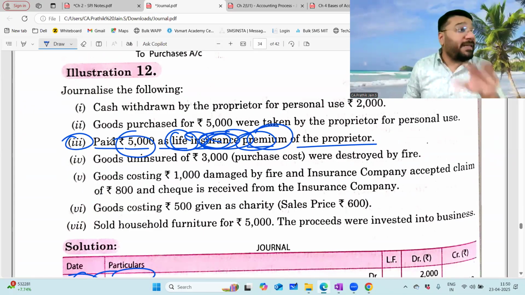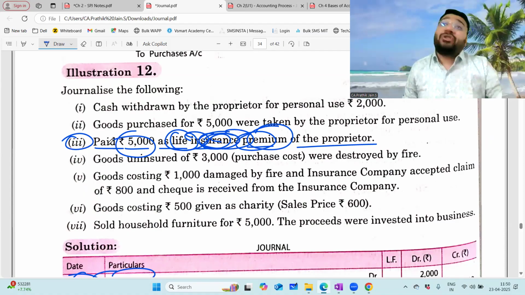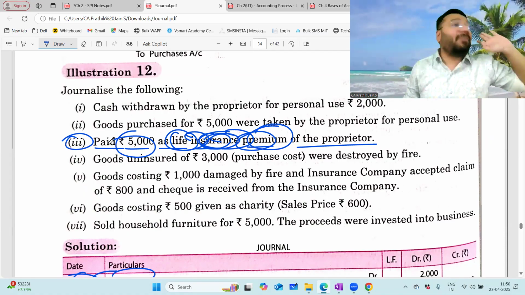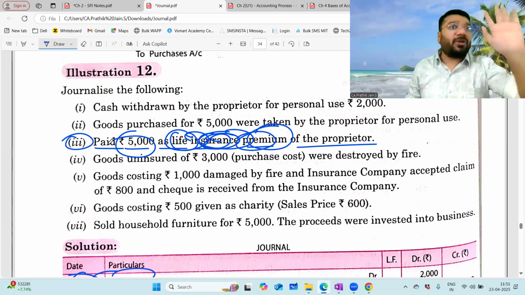Now, here have they told that this money is going to come to the business? No, because with a life insurance premium, normally the nature of the policy is that the money goes to the nominee of the family members. Means what? It goes to family members. That is how the concept is.